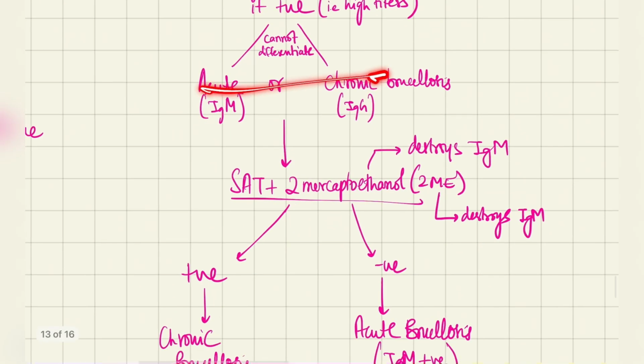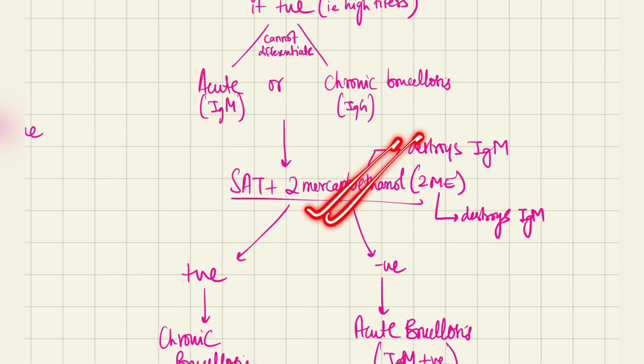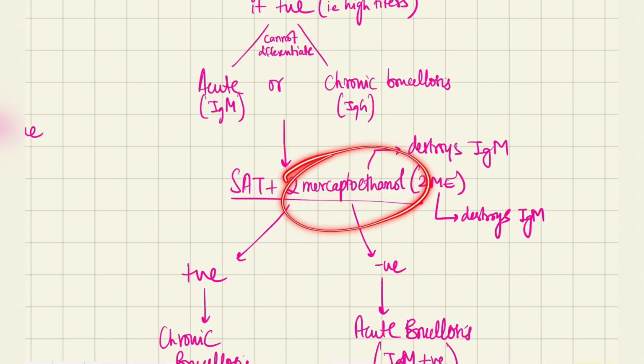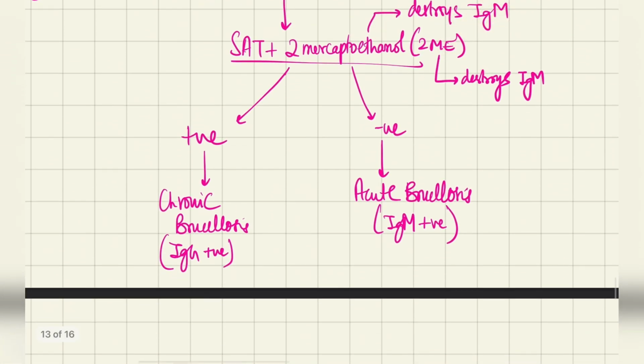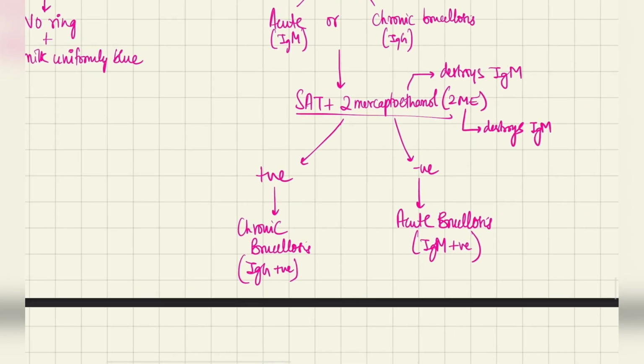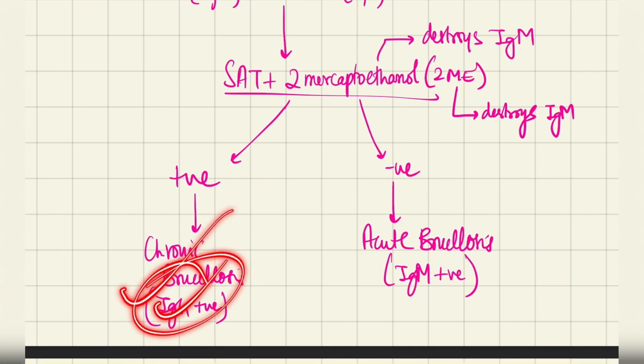To differentiate between the two, we club this standard agglutination test with 2-mercaptoethanol testing. If we add 2-mercaptoethanol, this will destroy the IgM antibody, and what we're left with is IgG antibody. A positive test means chronic brucellosis because now IgM is destroyed, so IgG is left. A negative test means IgM positivity, which means acute brucellosis. That's it.